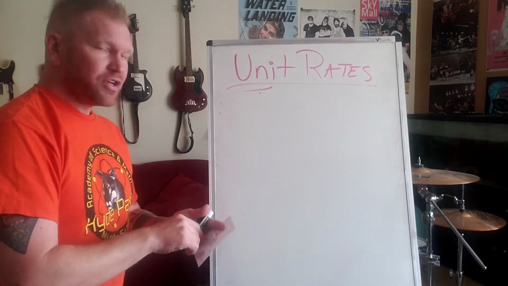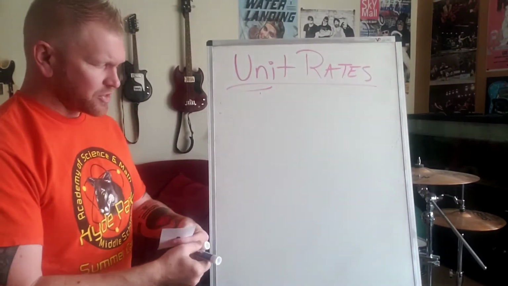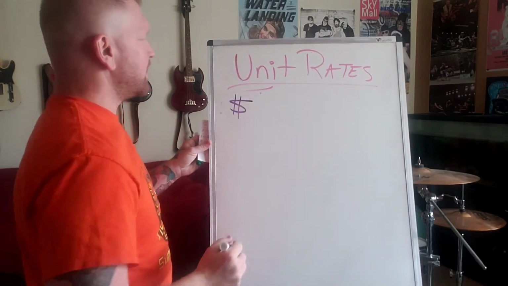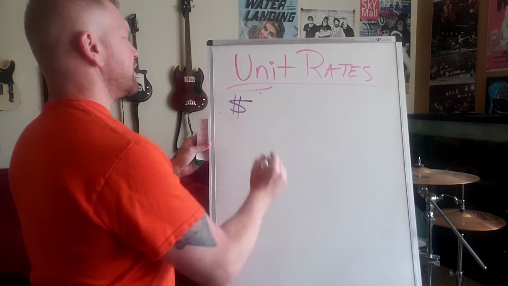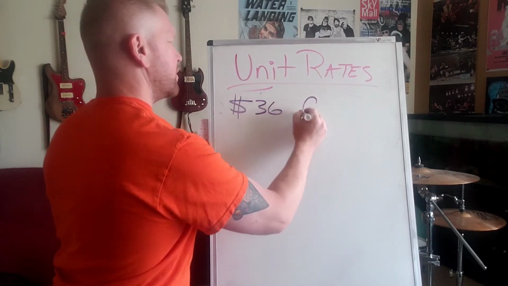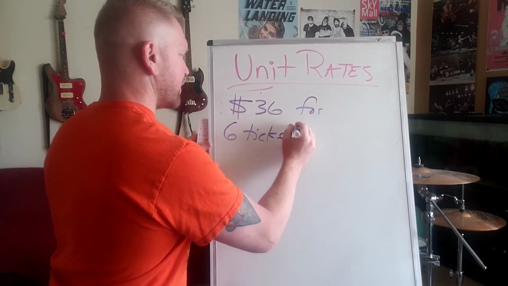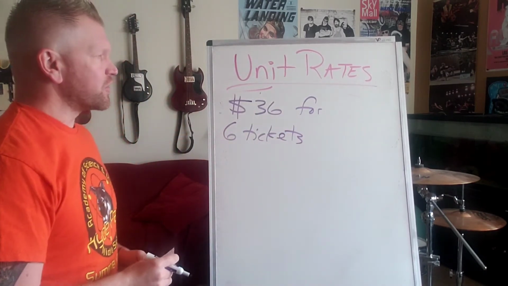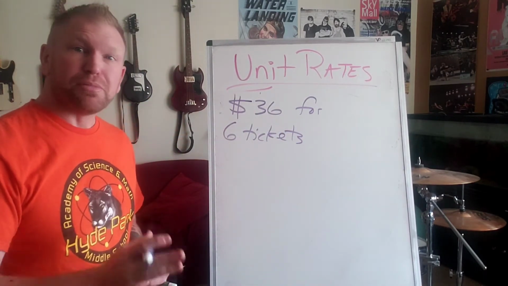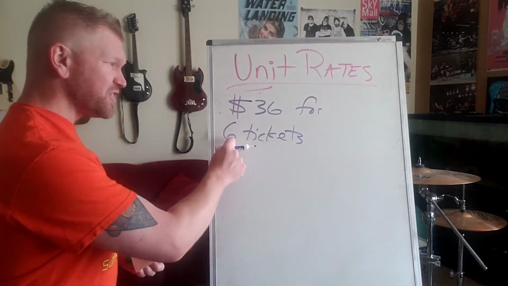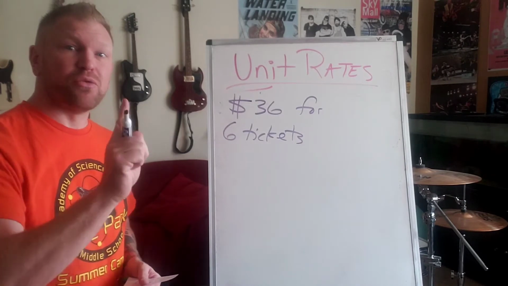So when you get to the quiz at the end of the module, they might ask you a question like this. They might say that a family was going to a movie. They spent $36 for 6 tickets. Then they might ask, how many dollars per ticket is it? And again, that word per means for 1 ticket, not for 6 tickets. Per ticket means for 1 ticket.